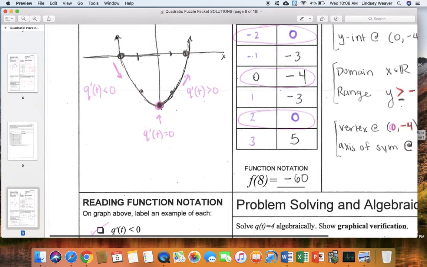Reading this left to right, I'm going to start over here on the left-hand side and follow our line, and it is moving down, so that's when the rate of change is less than 0. This is where it is neither moving up nor down, so that's where the rate of change is equal to 0. And this is where the graph is moving up as I move left to right, so that's where we're increasing, that's when the rate of change is greater than 0.